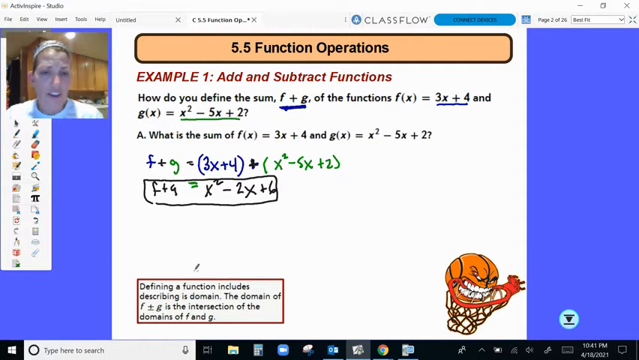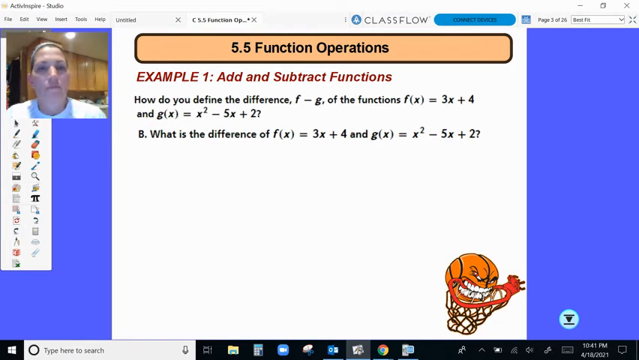Notice down here it says defining a function also includes defining its domain. The domain of f plus or minus g is the intersection of the domains of f and g. In other words, the domain up here is just a line, so it's all real numbers. The domain of a parabola, this quadratic function, is all real numbers. So the resulting domain of this function would also be all real numbers, because they're both all real numbers.